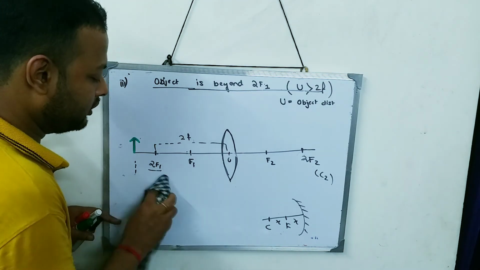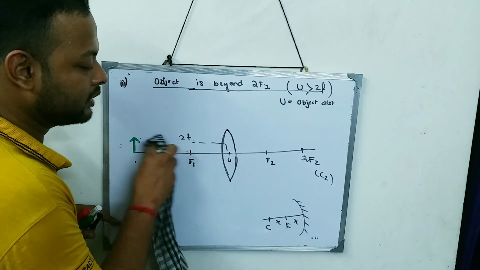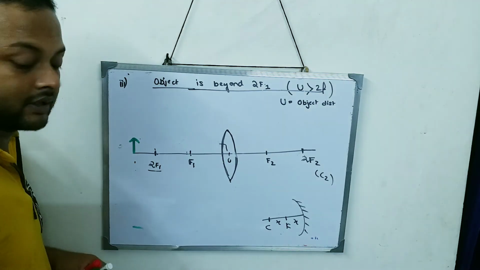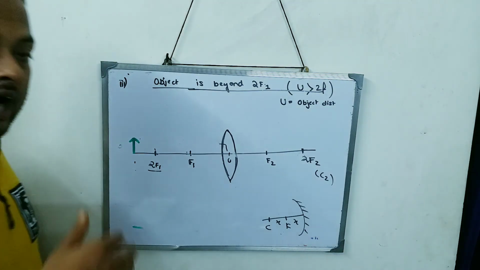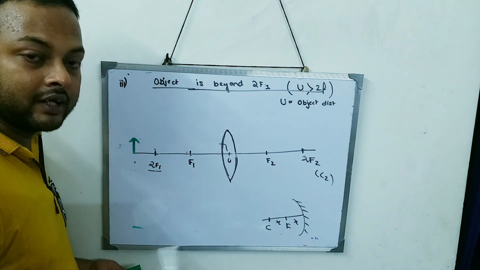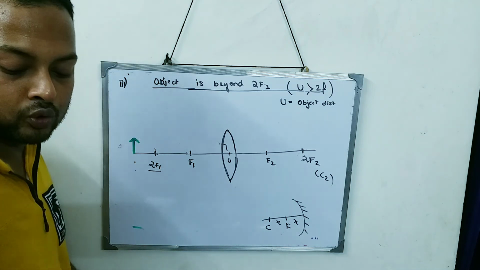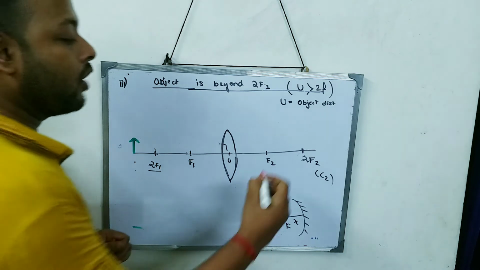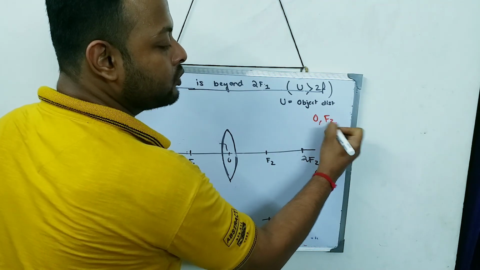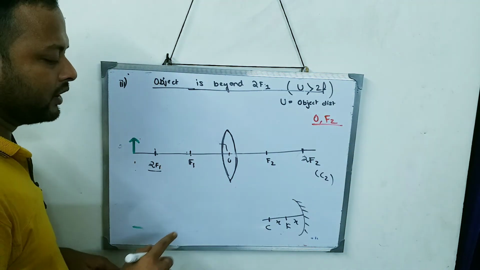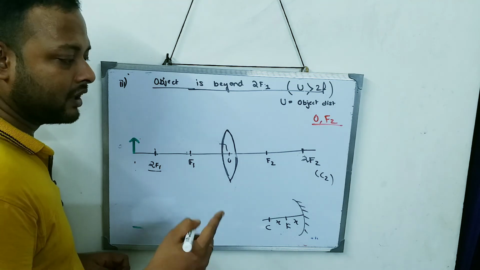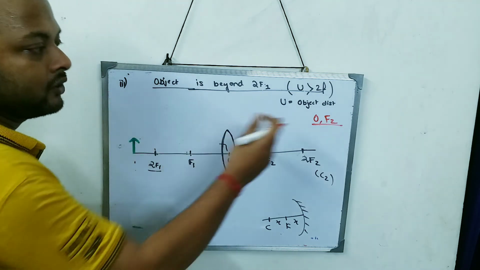Now, for this, how will I draw the ray diagram? That is the first concept. That is the first understanding. After this, whatever the ray diagrams are, you have to just follow two rules. Optical center and F2. I will use only these two. I will not use F1. Okay, you can use F1, but generally no one uses it. I'll use O and F2.